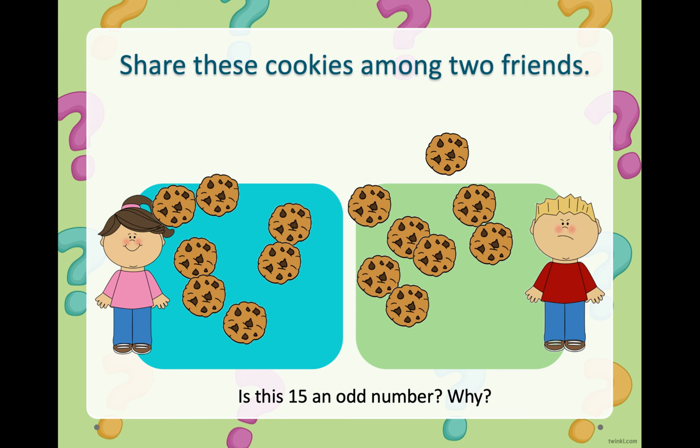So, let's count if they have the same number. 1, 2, 3, 4, 5, 6, 7. So they each have 7 cookies. And there is one left. If I have to give it to any of them, one will have more than the other. So yes, we can say that 15 is an odd number because there is one odd one out, one extra one.